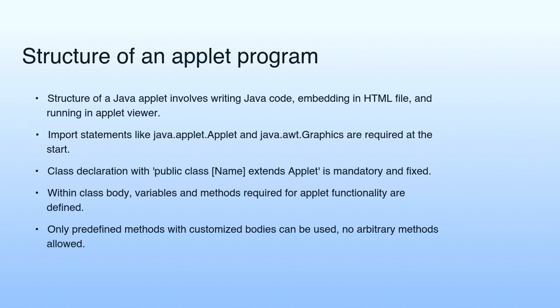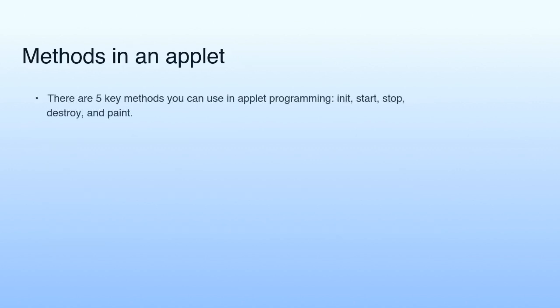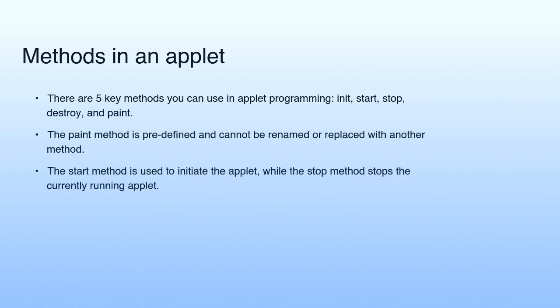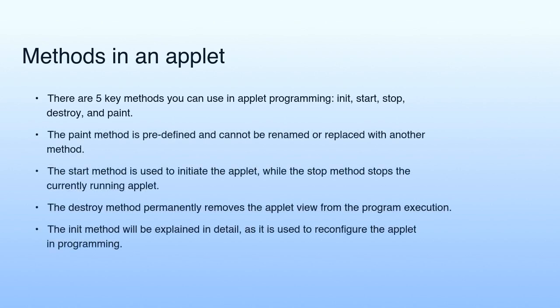for the applet's functionality. There are 5 key methods that can be used in applet programming: init, start, stop, destroy, and paint, with the paint method being defined and used for rendering graphics, while start and stop control the applet's execution, and destroy removes it entirely.